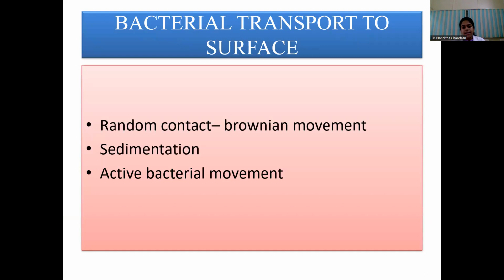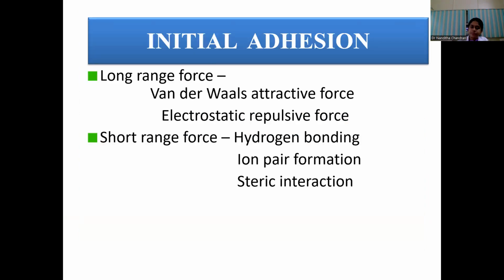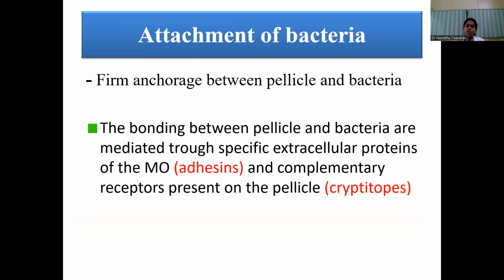So random contact is the random attachment of bacteria after transport to the surface, sedimentation, and active bacterial movement. Now, the next important step is initial adhesion and attachment. Adhesion is by means of two types of forces. We have short range and long range forces. Long range forces are Van der Waals attractive force and electrostatic repulsive forces. Short range forces are hydrogen bonding, ion pairing, and steric interaction.